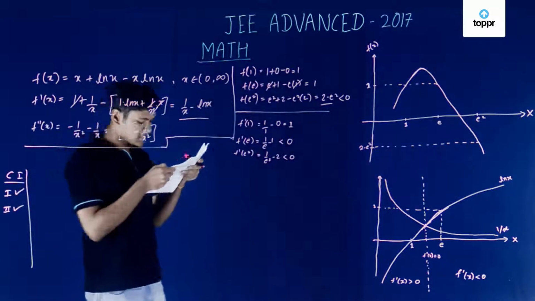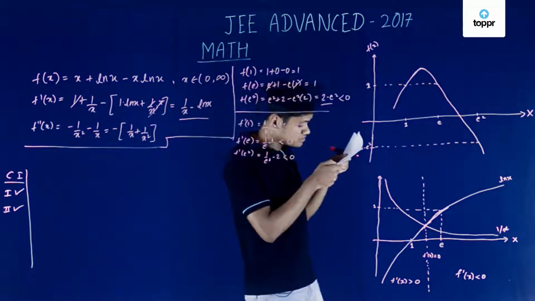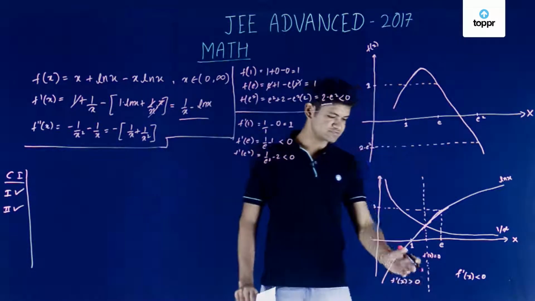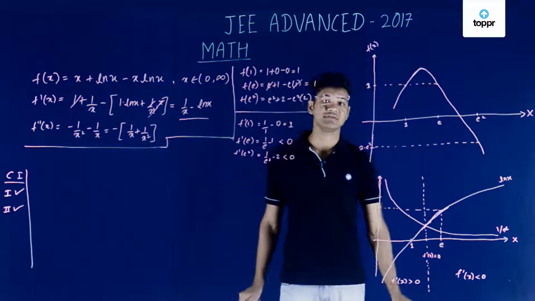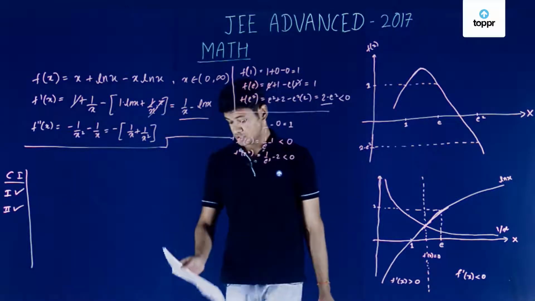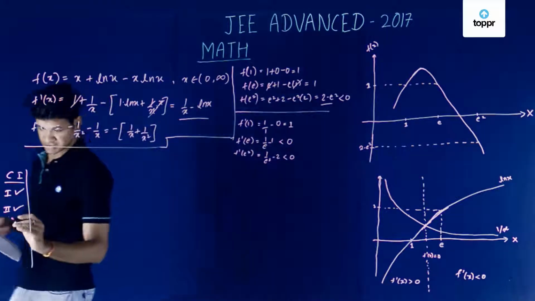Now the third option says that f'(x) is equal to 0 for some x in (0, 1). Now it is very clear that for 0 to 1 it is always positive and it never will be equal to 0. So this third option is incorrect.